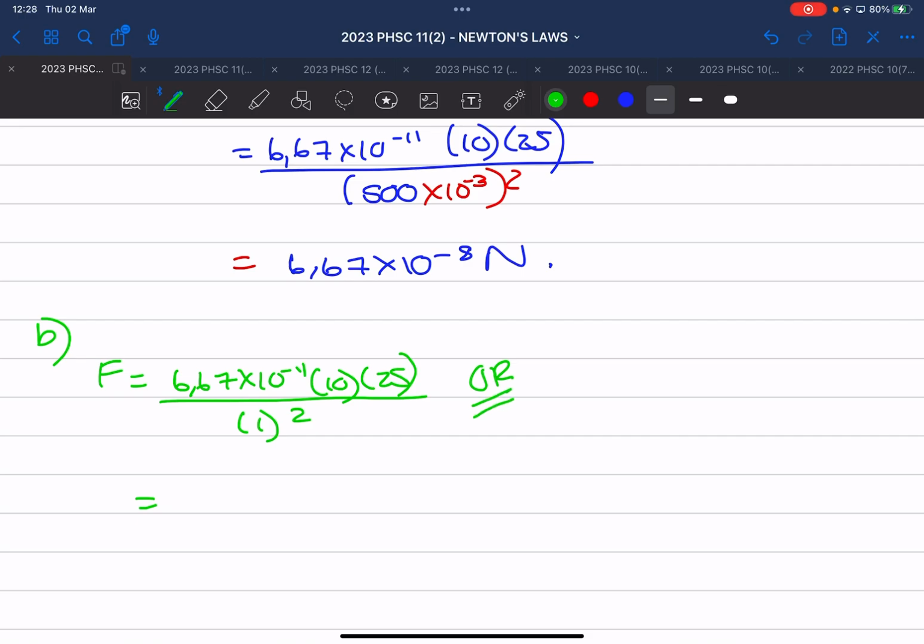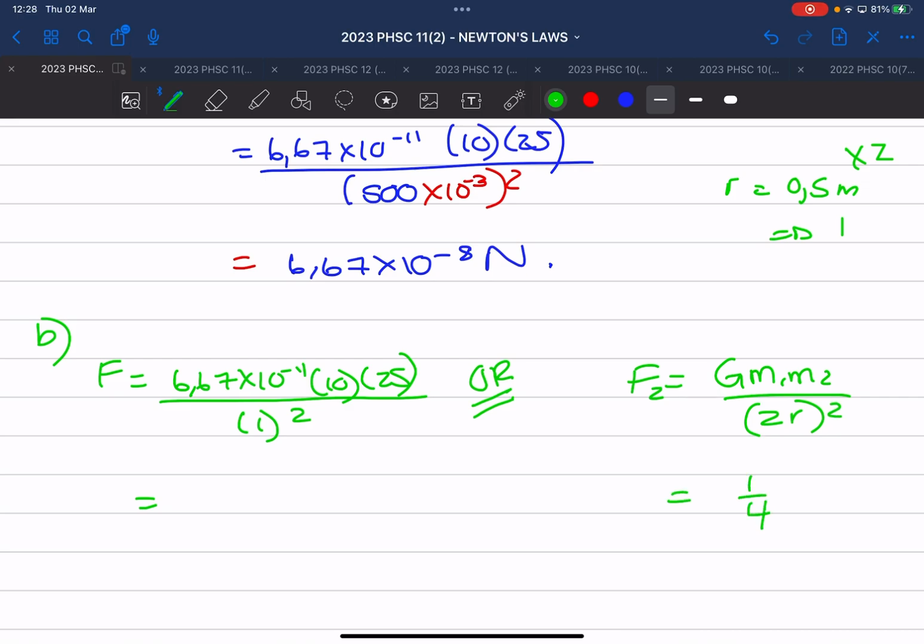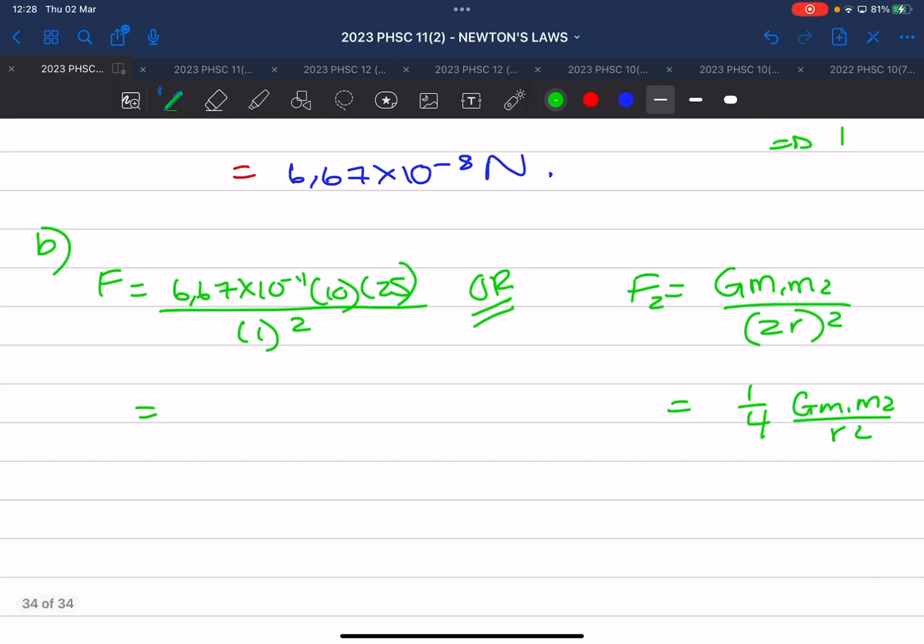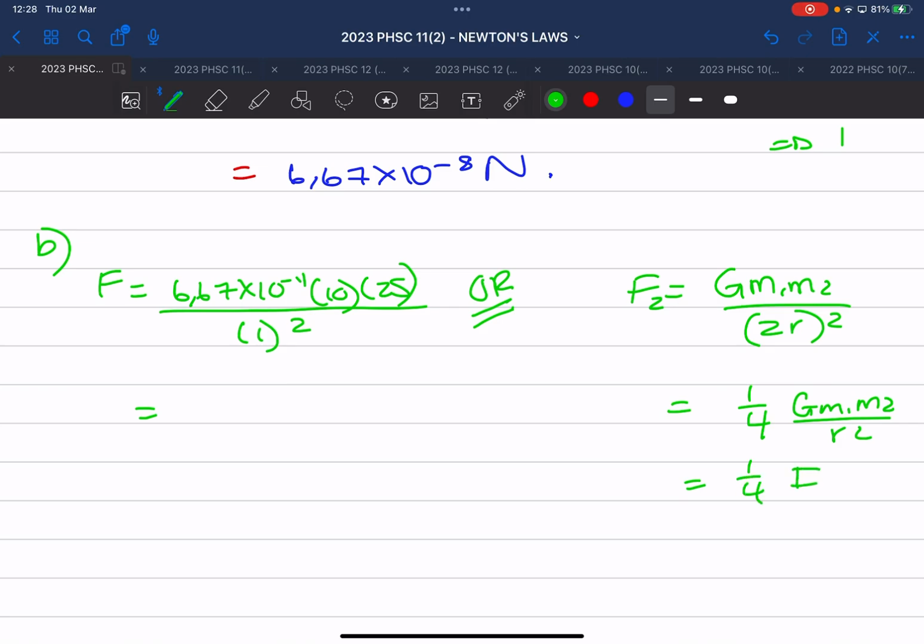Or you could have said, all right, what happened with my distance? It was 0.5 meters, now it became 1 meter, right? So what happened? It doubled. So we can say F2 now has G M1, M2 over 2R, and the whole thing must be squared. So we now have a quarter GM1, M2 over R squared, or a quarter F. I'll show that in the notes on that other page.